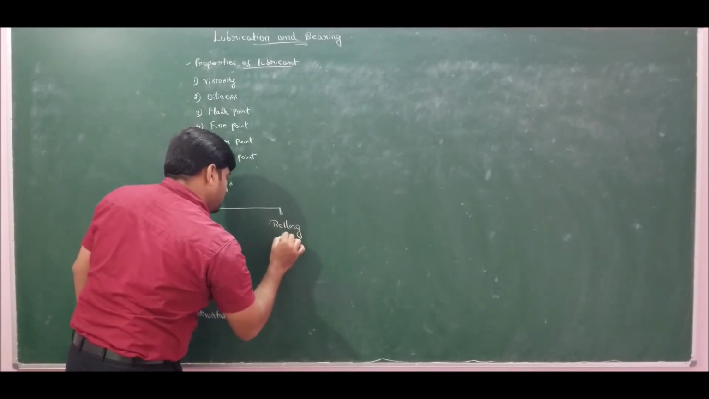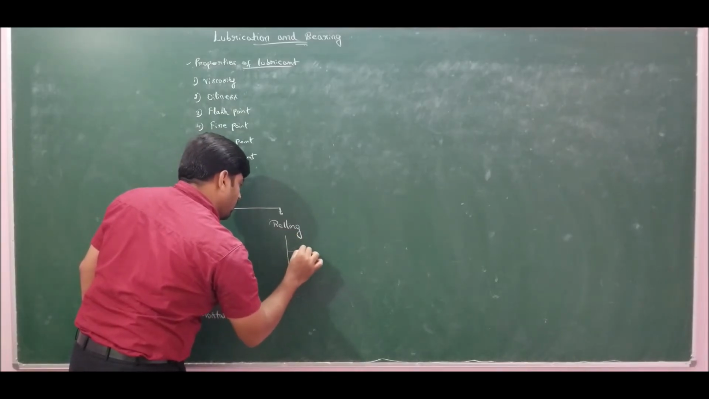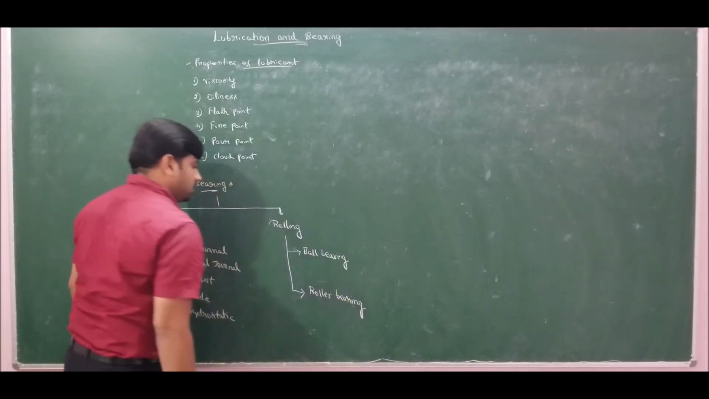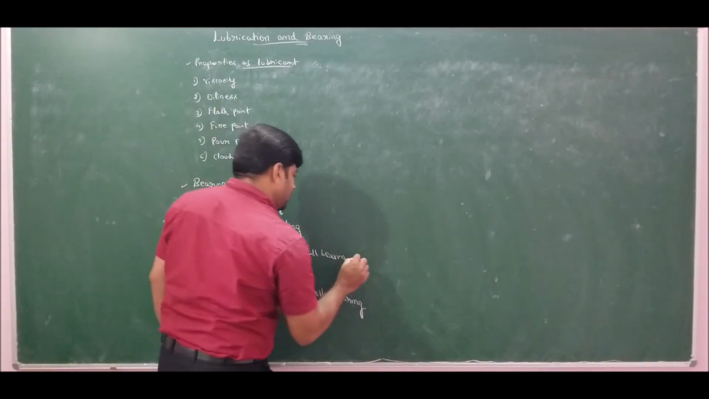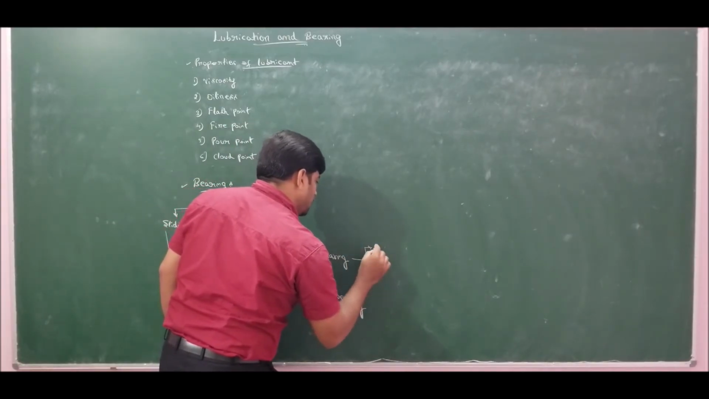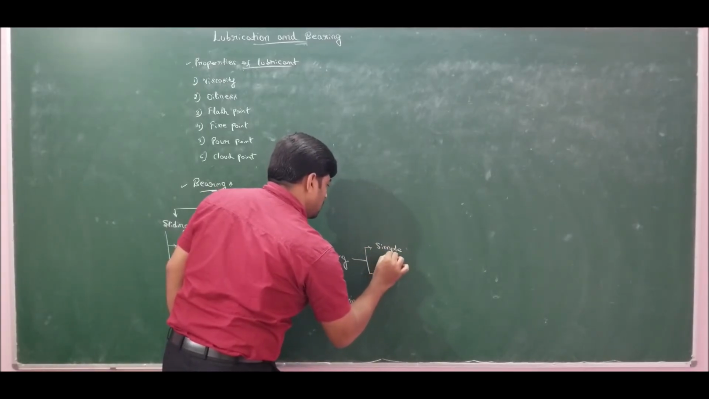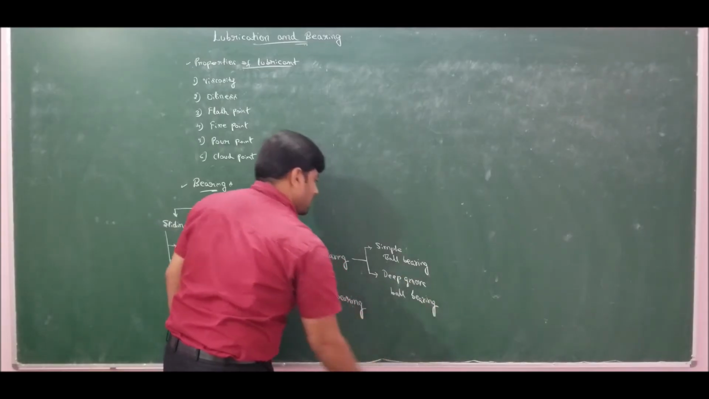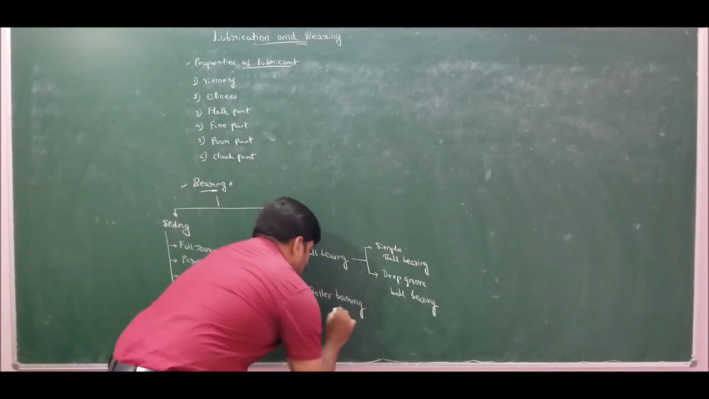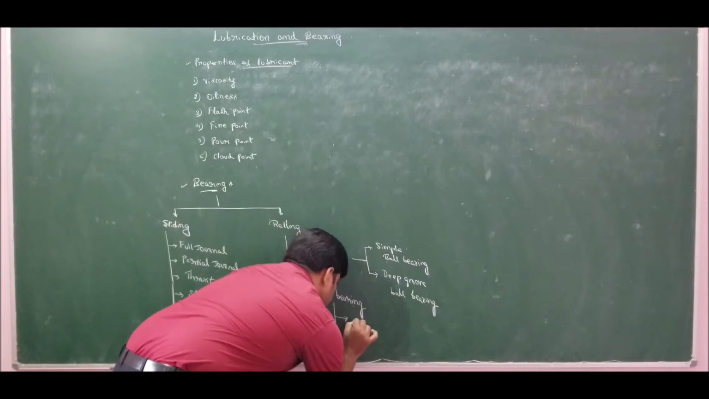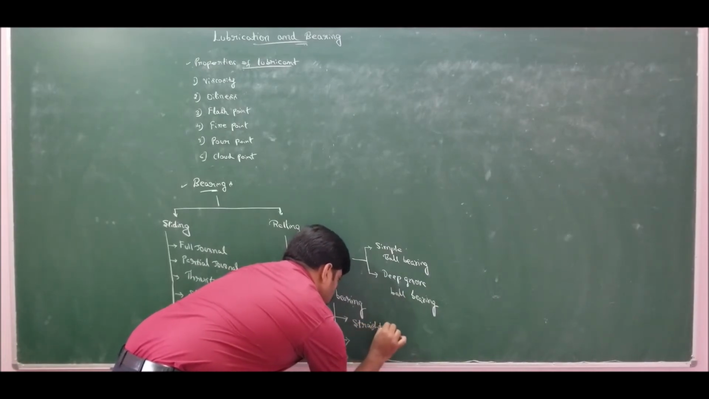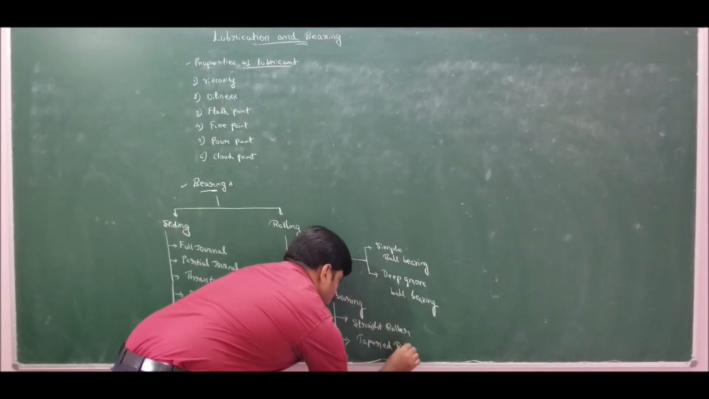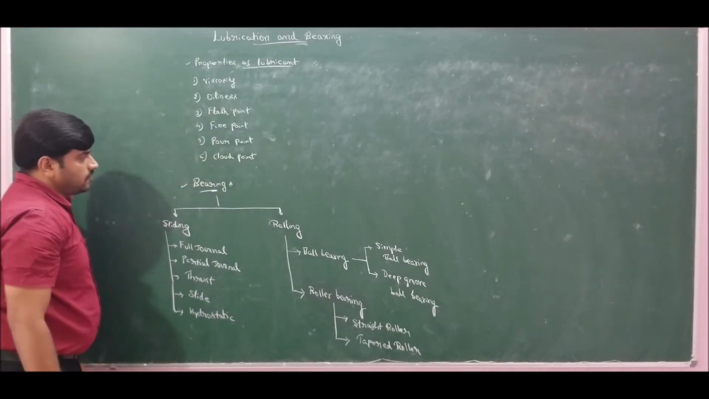Whereas under rolling bearing, we have two more categories, that is ball bearing and roller bearing. Ball bearing is further classified as simple ball bearing and deep groove ball bearing. Classification under roller bearing is again straight roller bearing and tapered roller bearing. So this is the broad classification of bearings.